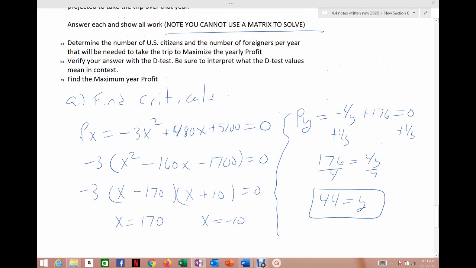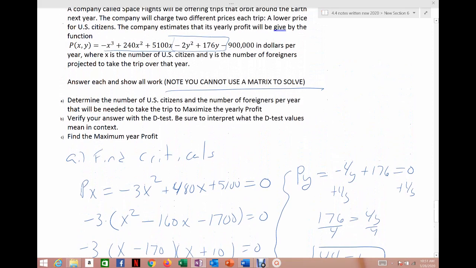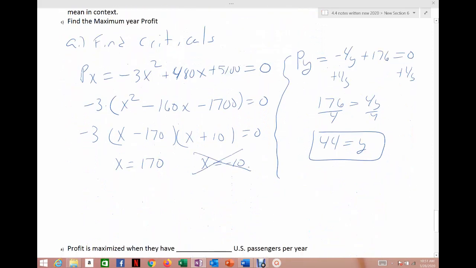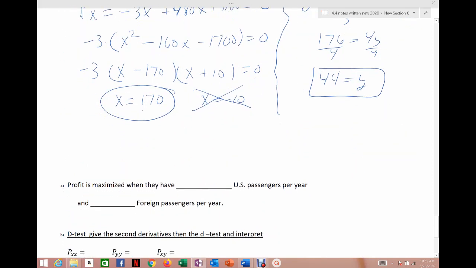Now remember what this application means. X represents the number of U.S. citizens. I can't have negative people, and so the only answer that makes sense in the application is 170. Alright, so remember x is the U.S. citizens, y is the foreigners, so profit is maximized when they have 170 U.S. passengers and 44 foreign passengers.